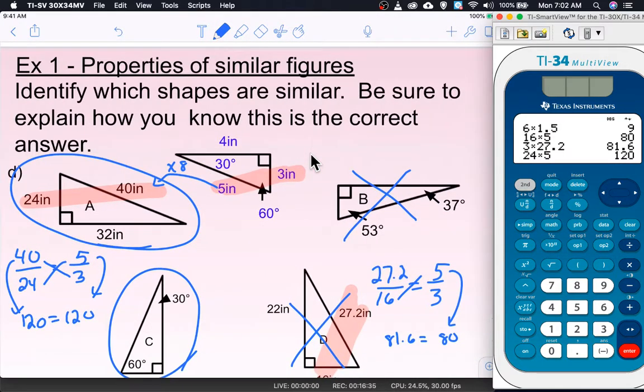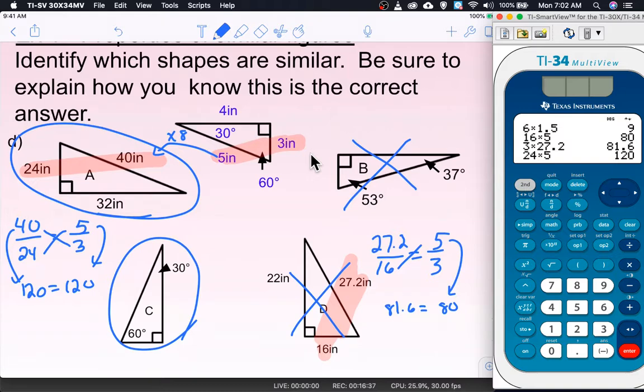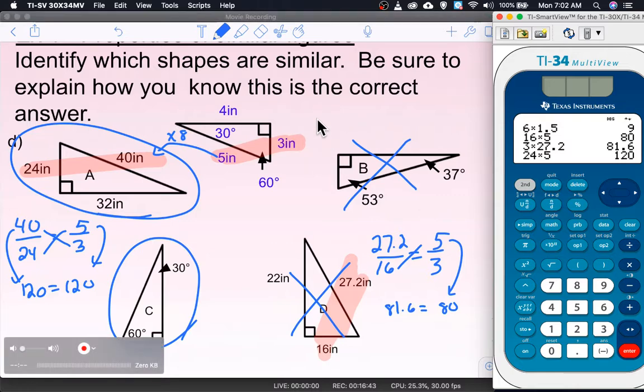So that really is this entire lesson. That's the goal of this lesson. The things you're supposed to learn is that similar figures have the exact same angle measures and their side lengths are proportional. You can use a proportion to check to see if they're similar.